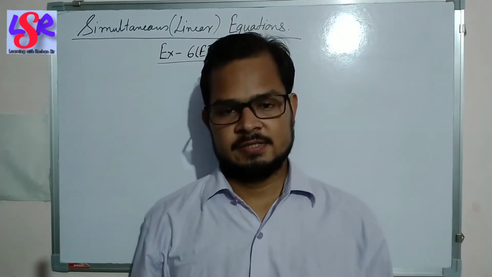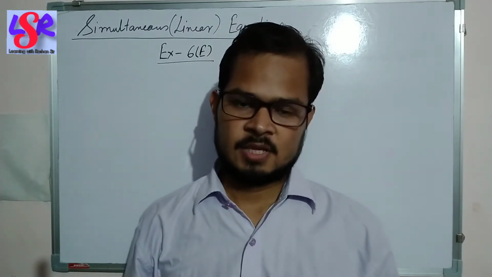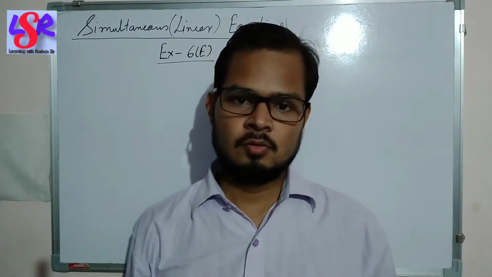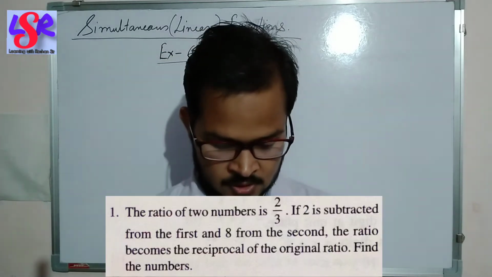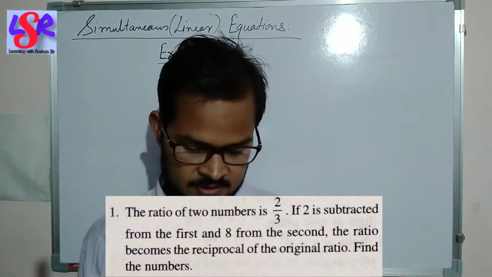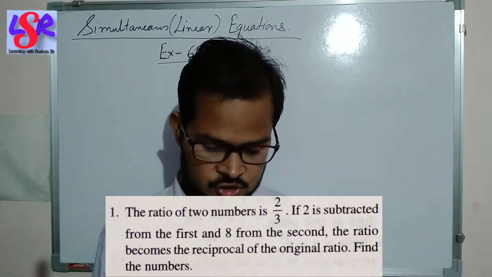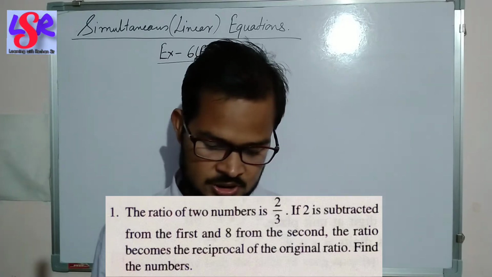We are going to start with exercise 6E of the chapter Simultaneous Linear Equation. And let's start with question number 1. Here we have the ratio of two numbers as 2 by 3. If 2 is subtracted from the first and 8 is subtracted from the second, the ratio becomes the reciprocal of the original ratio.